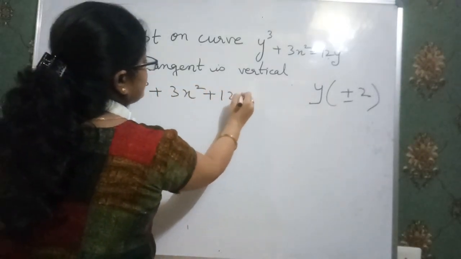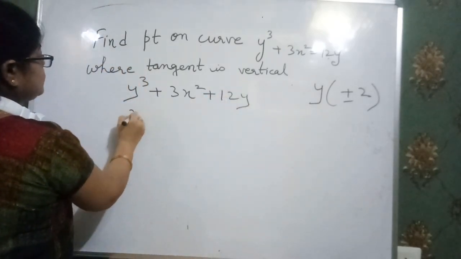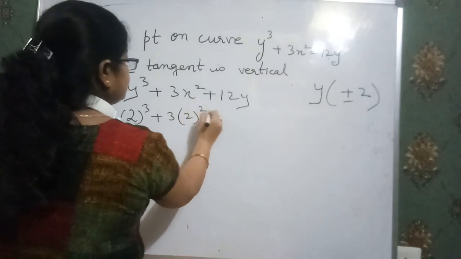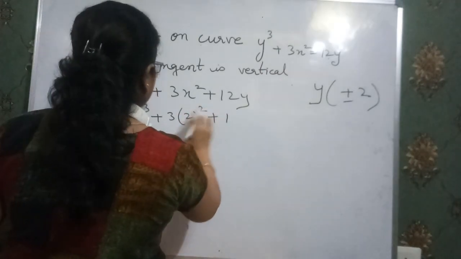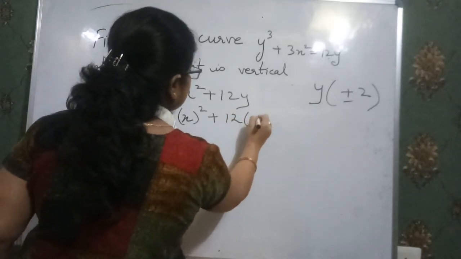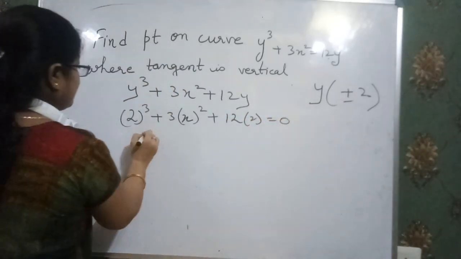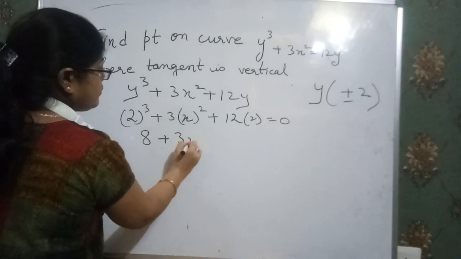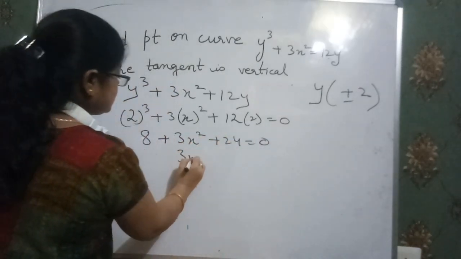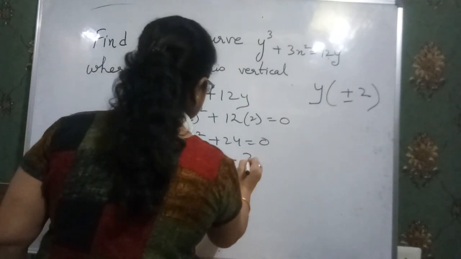Okay. Now put the value of plus 2. Okay. We have here plus 12. We have to find the value of x. 12 into 2 is equal to 0. We have 8 plus 3x square plus 24 is equal to 0. 3x square is equal to minus 32.